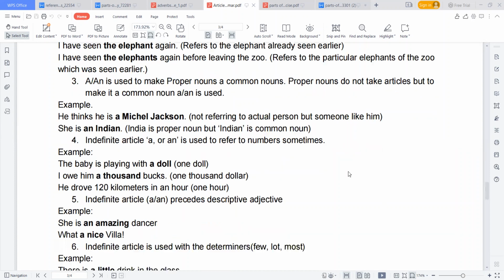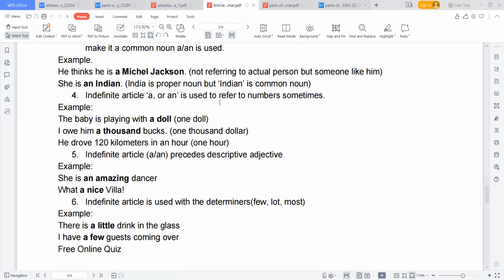Clear? Next, it is also used to refer to numbers, meaning quantity, like a few. I have already told you that they are used with the singular ones. A doll means the baby is playing with a doll, that means one doll. You need not say the baby is playing with a one doll. A describes itself that there is one doll.